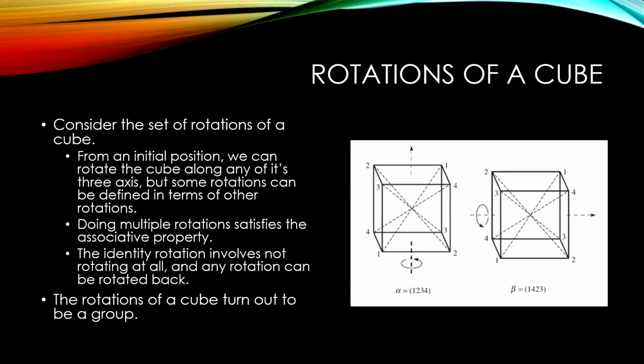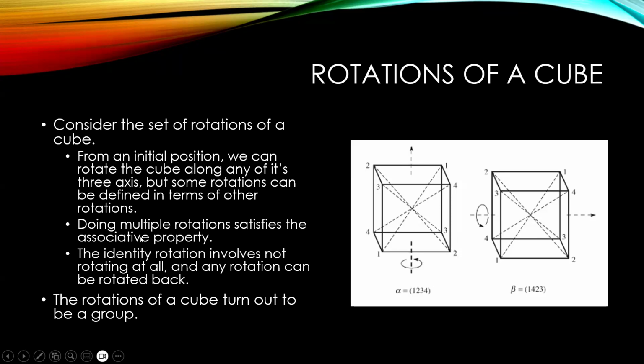Another example of a group is the rotations of a cube. From an initial position, we can rotate a cube along any of its 3 axes. But some rotations can be defined in terms of other rotations. For instance, if you rotate clockwise 4 times, you're going to get back to your starting position. If you rotate clockwise around some other central axis, it also repeats every 4 times.